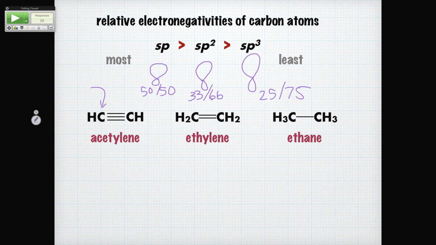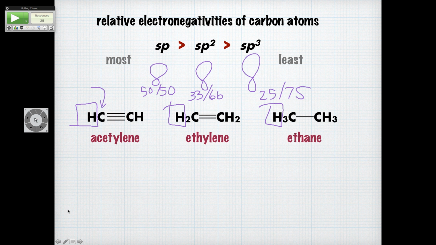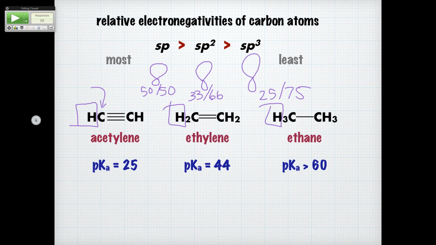Okay, so because this hybrid orbital is shorter and squattier, the electrons are closer to the nucleus. That makes this proton easier to remove than this one or this one. Now, no one's saying that they're all real easy, but you'll see here. So here's a pKa. Remember that this one was 60? CH4, there's not much difference between CH4 and C2H6.